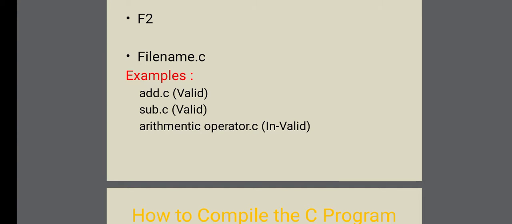The last one is invalid, because in between the file name there should not be any white spaces. Here we can see that between arithmetic and operator a space is encountered. So while writing the file name there should not be any spaces. If we give any space, it leads to an error, and the file won't be saved.